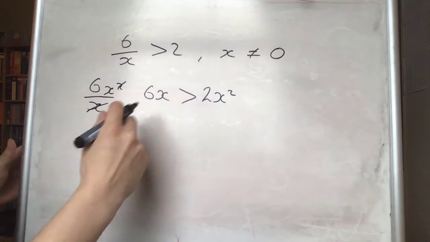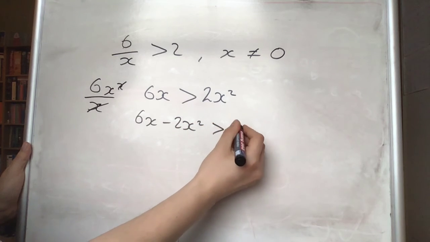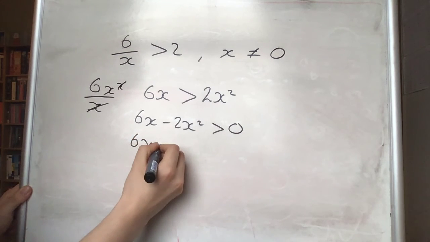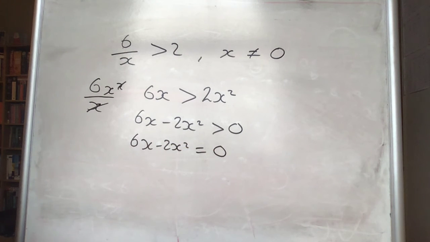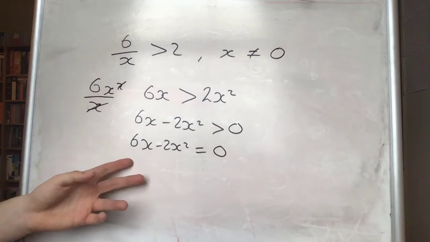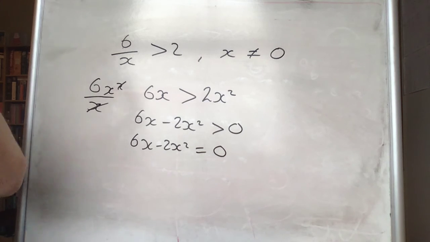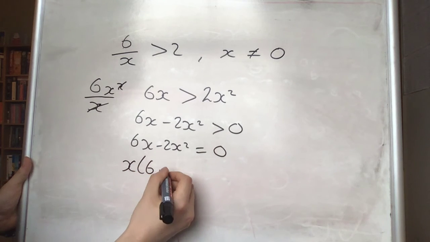As before, we want to move everything to one side, so let's take 2x squared from both sides. 6x minus 2x squared is greater than 0, and as before, it's always easier to set this equal to 0, so 6x minus 2x squared is equal to 0. We can now work with that as a quadratic equation, and we want to solve this corresponding quadratic equation to find the critical values of x. So here I would factor out an x, so we've got x, and that gives us 6 minus 2x.